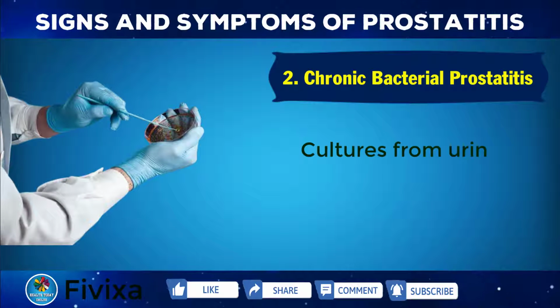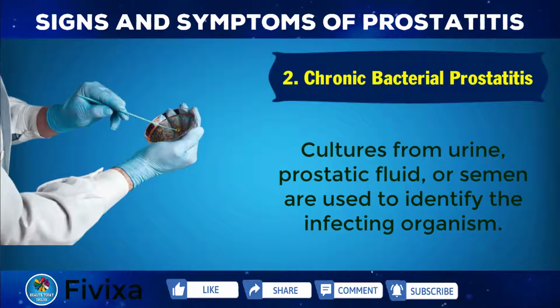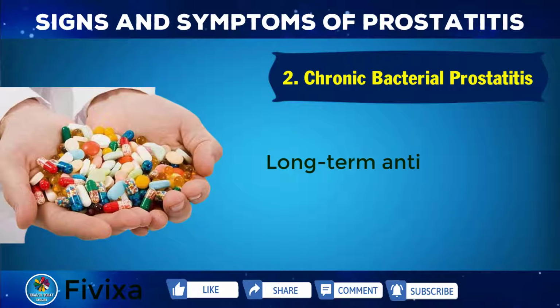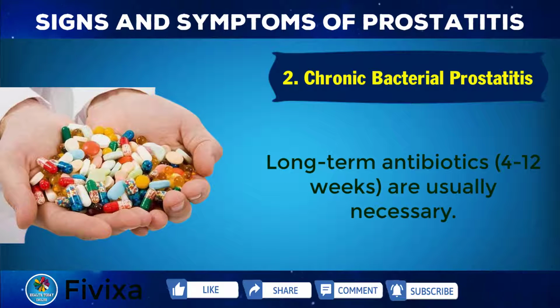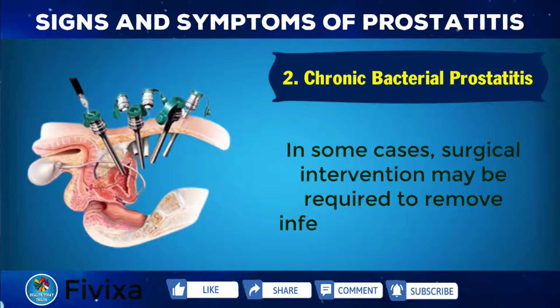Diagnosis. Cultures from urine, prostatic fluid, or semen are used to identify the infecting organism. Treatment. Long-term antibiotics, 4 to 12 weeks, are usually necessary. In some cases, surgical intervention may be required to remove infected prostate tissue.